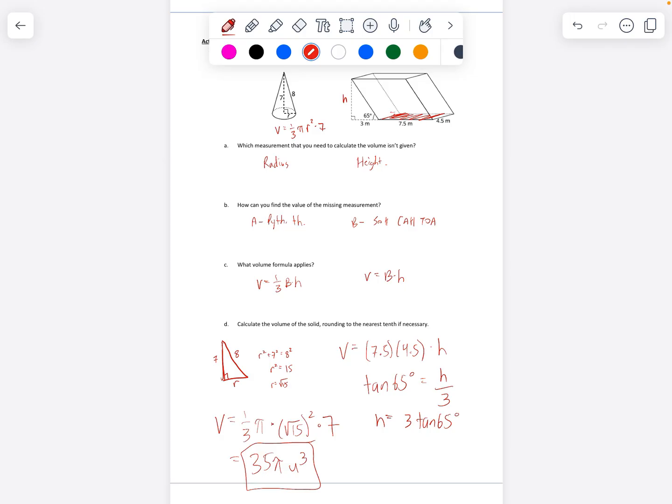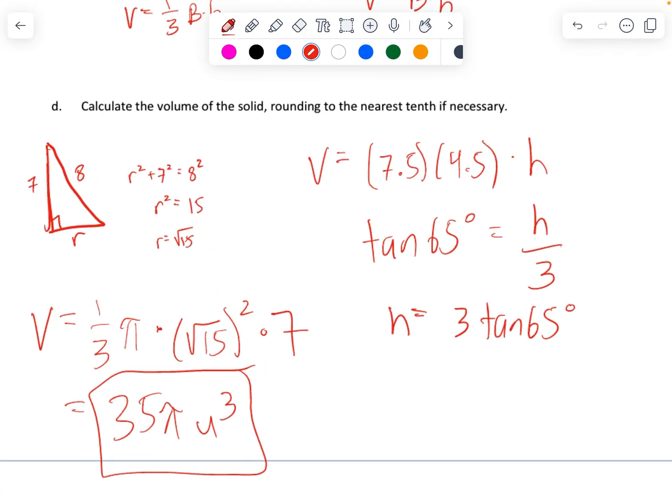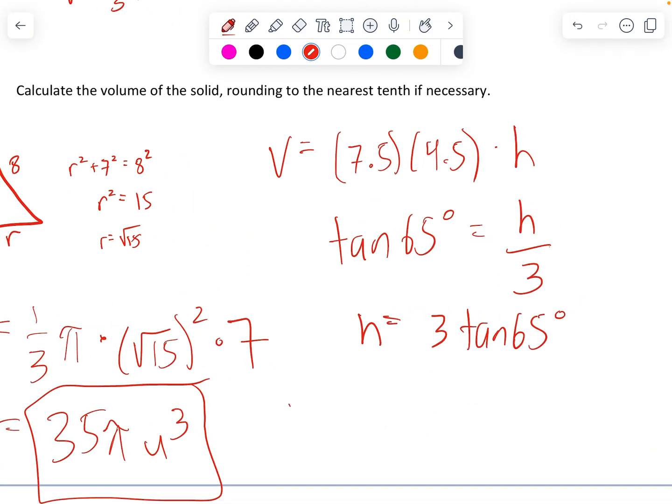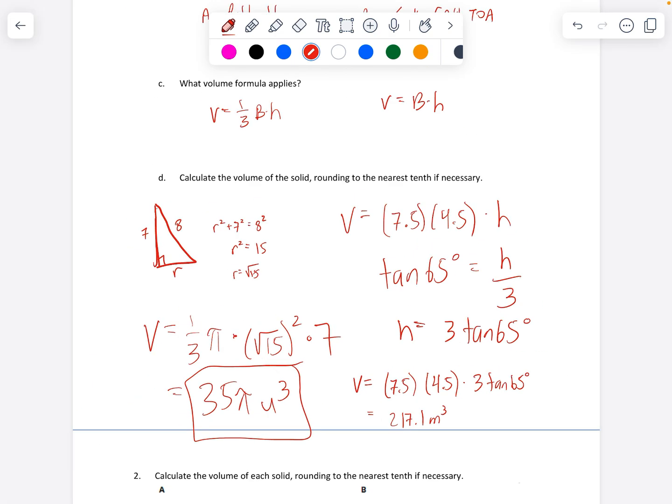Now, I wouldn't plug that into the calculator yet. What I would do is plug this in all together. We know volume is 7.5 times 4.5 times 3 tan 65. So plug this in once all together. You'll get a total of 217.1 meters cubed.